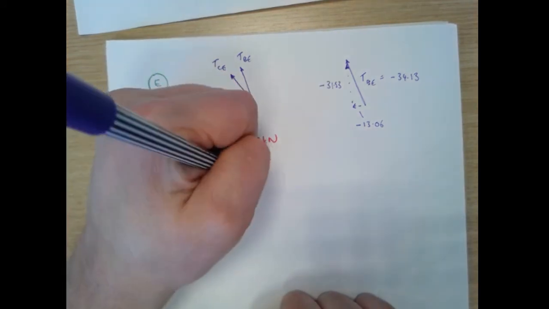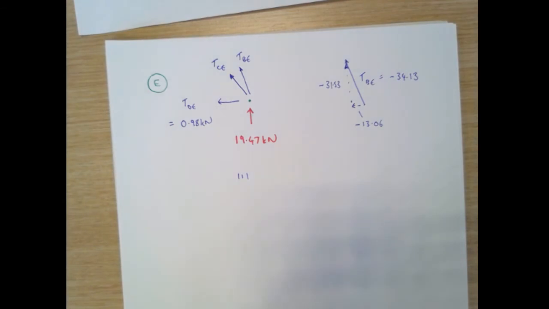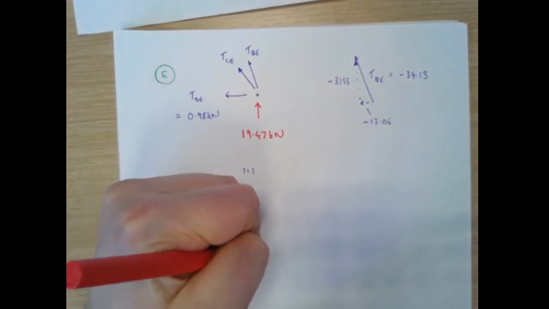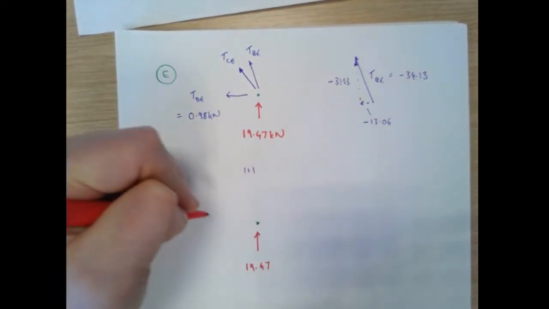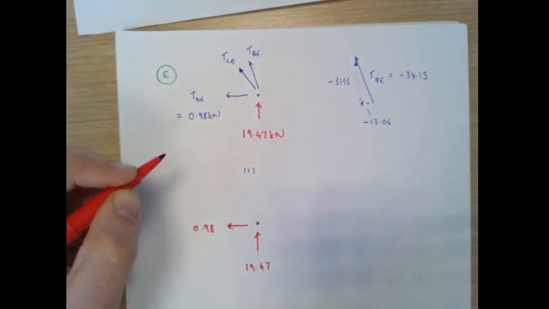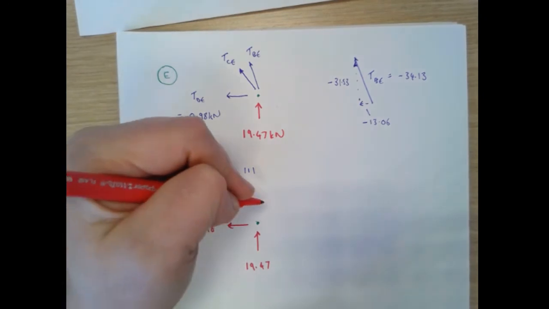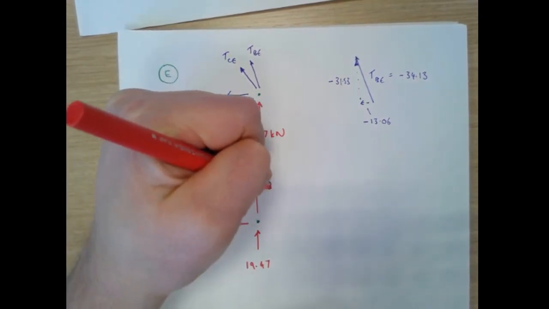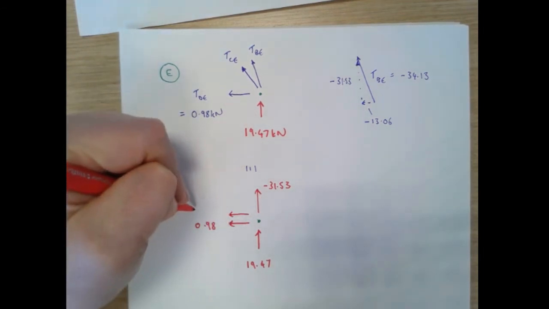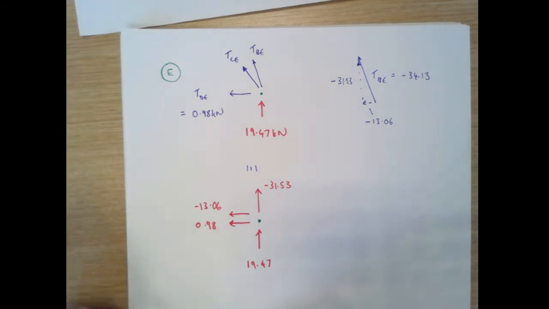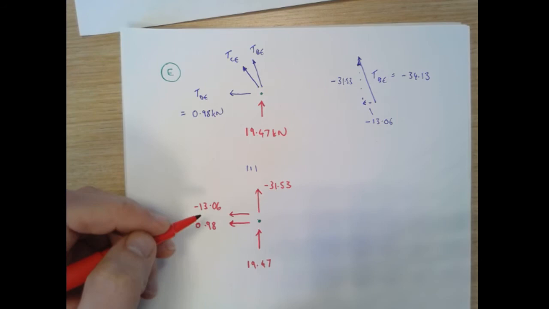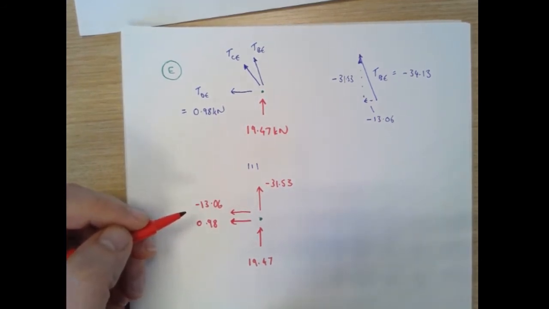So I can redraw this whole joint with the following things going on. 19.47 upwards, 0.98 to the right, minus 31.53 upwards, minus 13.06 to the left. Sorry, I think I said right earlier when I meant left. Watch what I do, not what I say, I think is the key there.